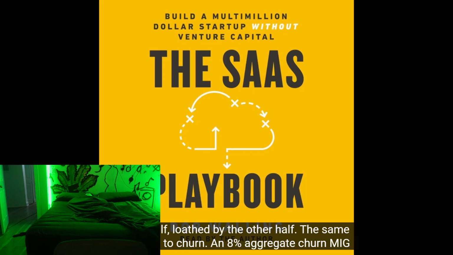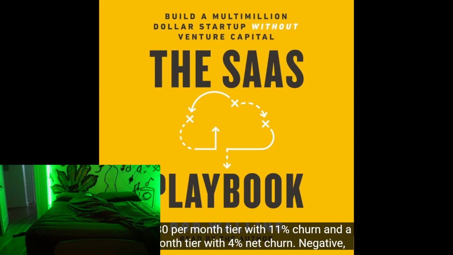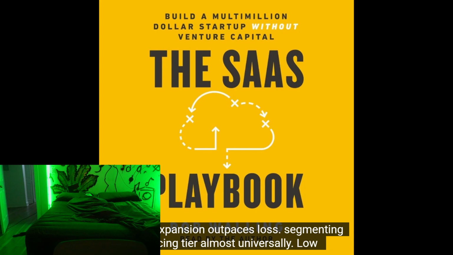The same logic applies to churn. An 8% aggregate churn might hide a $30 per month tier with 11% churn and a $100 per month tier with 4% net churn negative, meaning expansion outpaces loss.